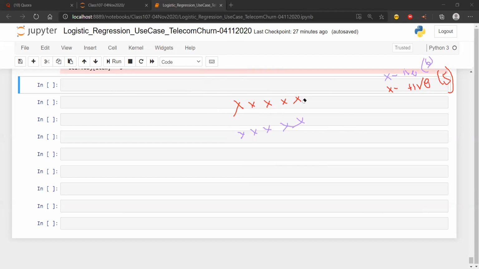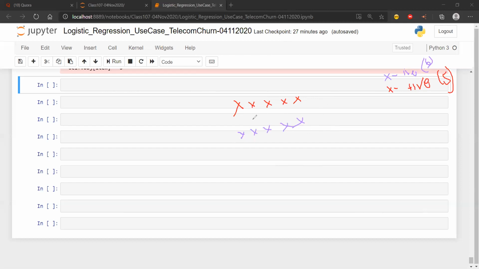What was the distance from each and every point? It was 1, right? I had a line here, which was something like this, and the distance projected on the line was equal to 1.